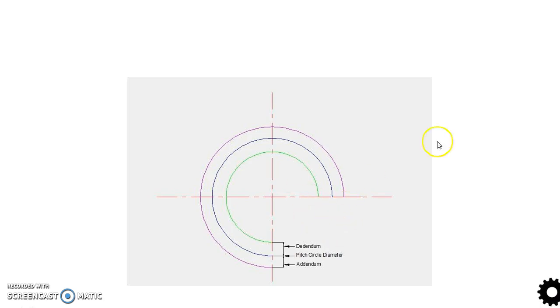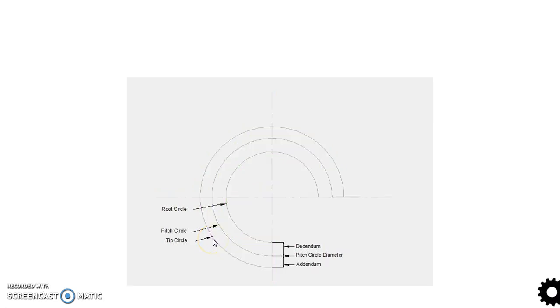So as you can see here, this distance is dedendum, this distance here is addendum, and the three circles. The inside dedendum circle is also known as root circle. The outside addendum circle is also known as the tip circle.